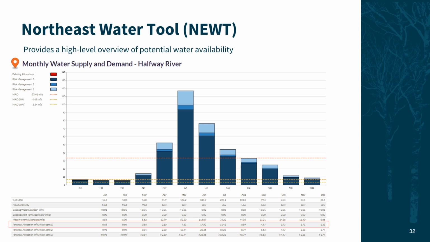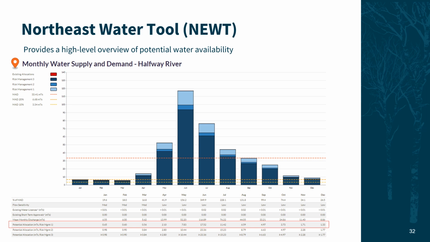And this is all based on the environmental flow needs policy. So it shows how much water is available within that risk management level for allocation to make sure that the source is still sustainably protected. A useful addition to the Northeast Water Tool in recent years has been the addition of drought considerations.